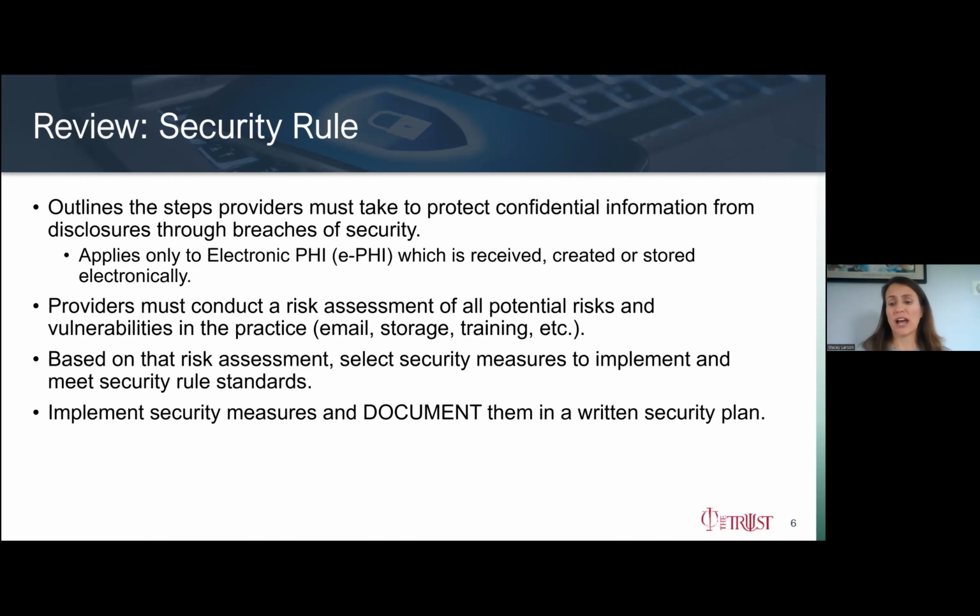And then the maintenance of continuous, reasonable, and appropriate security protections. So basically what we're saying there is, based on the risk assessment, you're going to select those security measures to implement and meet them. And then you're going to maintain those. You're going to implement those security measures, document them in a written security plan, and check back on that on a regular basis. You're going to want to update it as needed, as technology changes, as your practice changes. You're going to want to keep referring back to that.